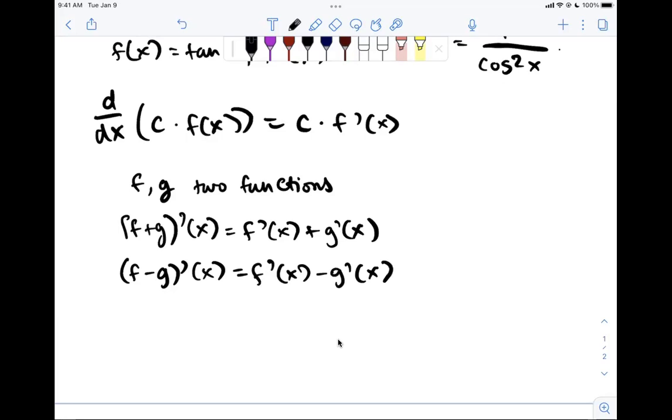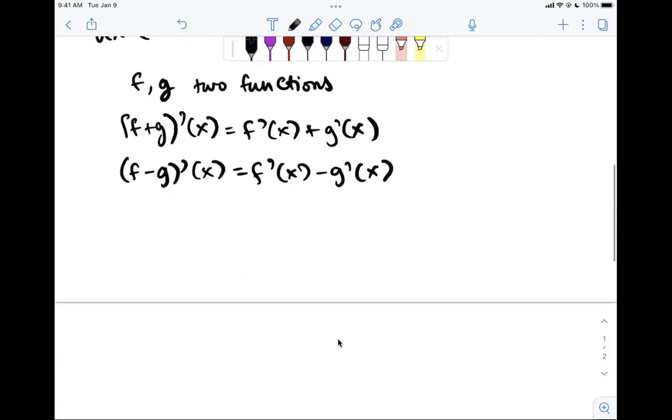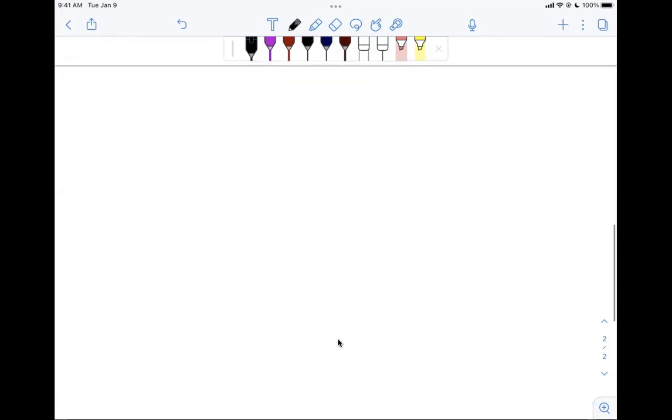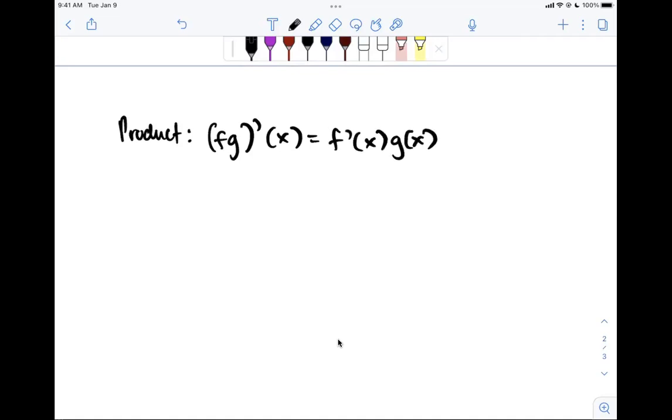And finally, we have the product, quotient, and chain rules. So the product rule: we have (f times g) prime of x is equal to f prime of x times g of x plus g prime of x times f of x.